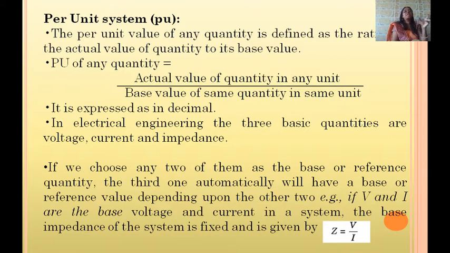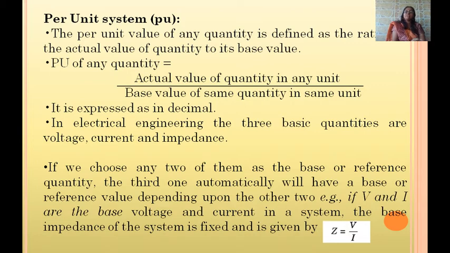So that base value we have to find out, whether it is voltage, current, or impedance. It is expressed as a decimal, 0.1, 0.2, 0.3 up to 1. When the actual value is equal to the base value, then it is 1. So it is represented in terms of decimals.